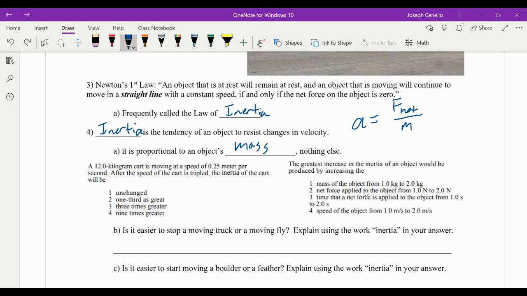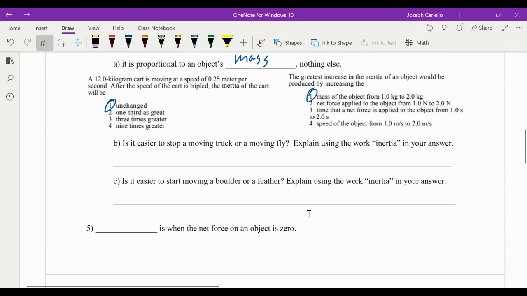So if a 12-kilogram car is moving at a constant speed of a quarter of a meter per second, after the speed of the car is tripled, the inertia of the car will be, well, did the mass change? No. So therefore, the inertia did not change. The velocity does not affect the inertia. The greatest increase in inertia of an object would be produced by the greatest change in mass. So let's look here. It looks like this is our only choice.